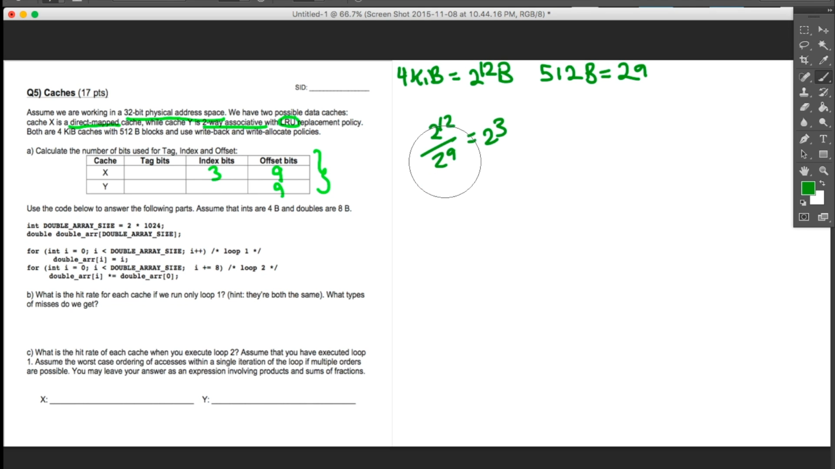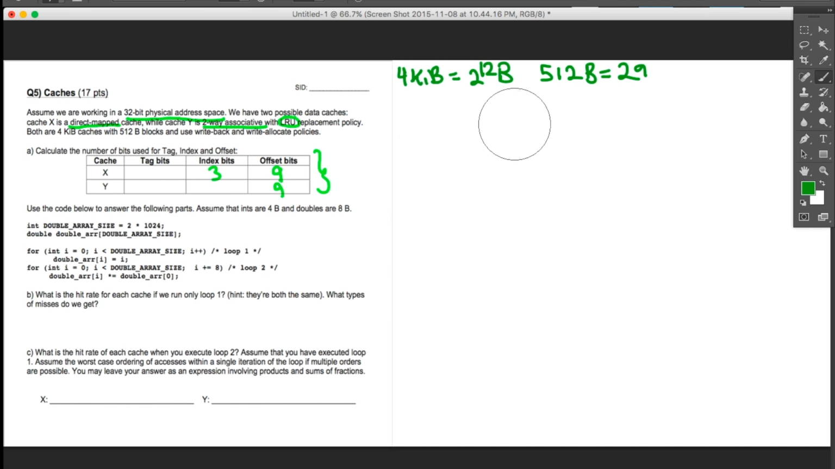If you ever forget how to get the index bits, an easy way to remember how to solve that is to think of the direct map cache as just a rectangle. You know that the total area of data it can hold is 2 to the 12. We know that the width is 2 to the 9, so that means that the height of this rectangle has to be 2 to the 3. So that's where we get our 3 bits for the index.